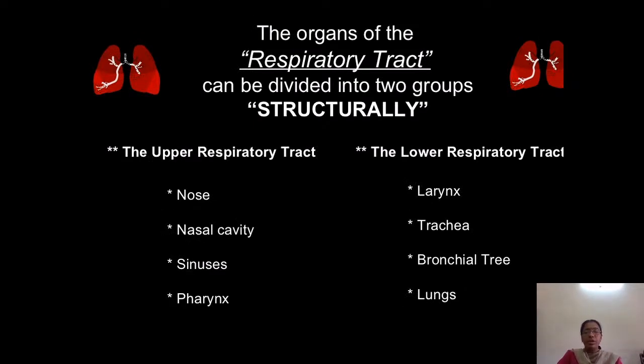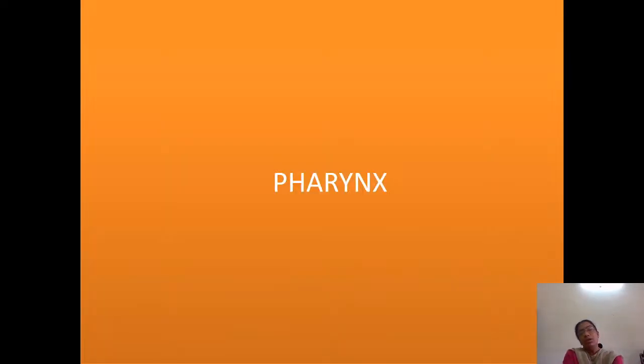As such, it is divided into the upper and lower respiratory tract, where the upper respiratory tract includes the nose, nasal cavity, sinuses and pharynx. The lower respiratory tract includes the larynx, trachea, bronchial tree and the lungs. In the last class we covered the nose, nasal cavity, sinuses and only a part of the pharynx, so let us do the pharynx in detail.